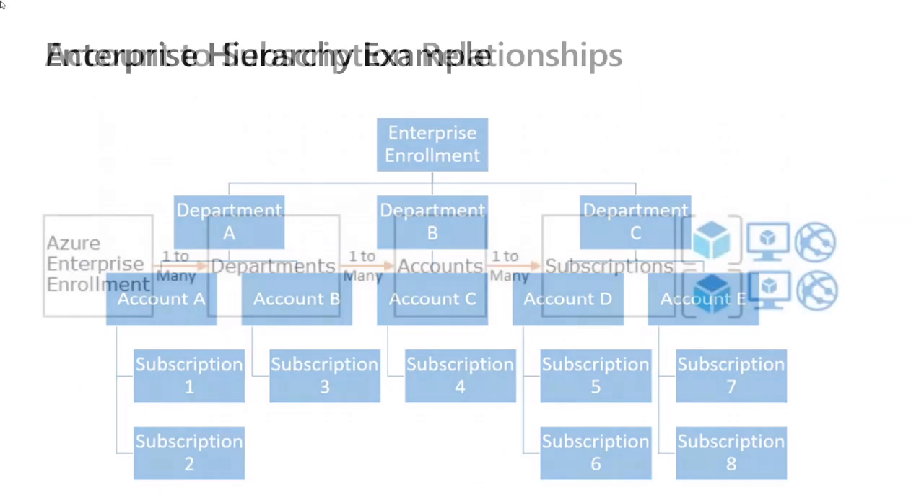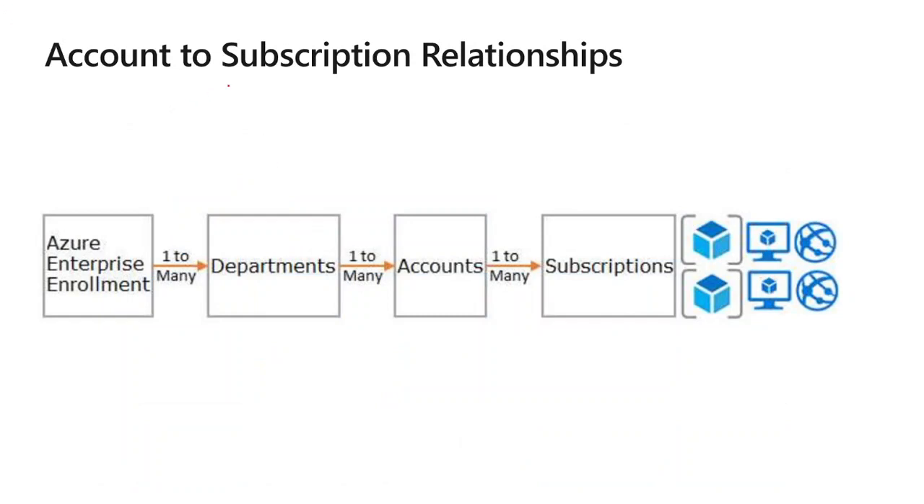All right. The connection between your account, subscription and resource is one to many. You can have one enterprise agreement that has multiple departments. Each department can have multiple accounts, each account can have multiple subscriptions, each subscription can have multiple resource groups, and each resource group can have multiple resources. It's a one-to-many relationship in the deployment.